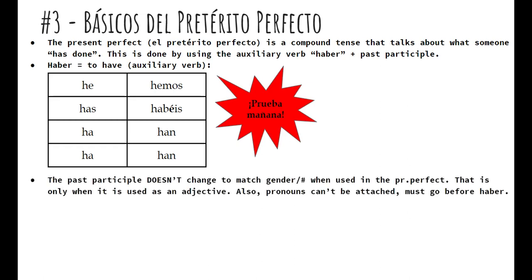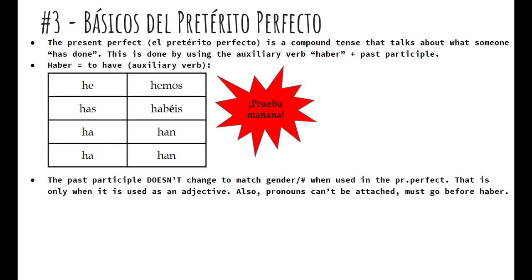Now, the past participle, when viewing the pretérito perfecto, the present perfect, in this case doesn't change to match gender and number. That is only when it is used as an adjective. Also, this is worth noting, especially with reflexive verbs and with any indirect object pronouns or direct object pronouns, they cannot be attached to a past participle.